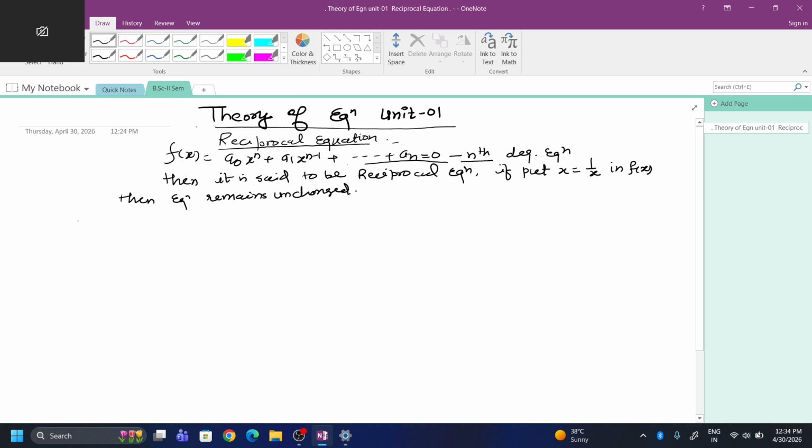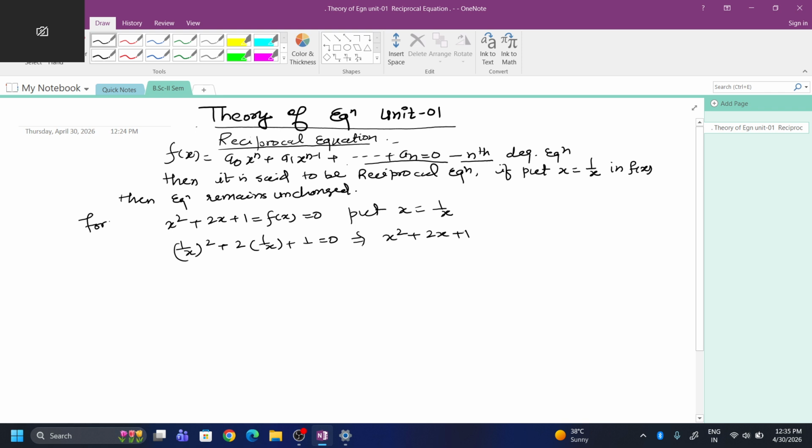For example, we are taking x^2 + 2x + 1 = f(x) = 0. Now we put x = 1/x. Then this is (1/x)^2 + 2(1/x) + 1 = 0. Now what happened? After the simplification, we get the same equation, x^2 + 2x + 1 = 0. Then this is called a reciprocal equation.